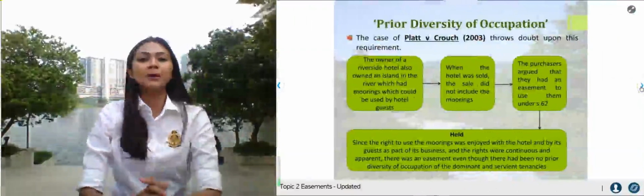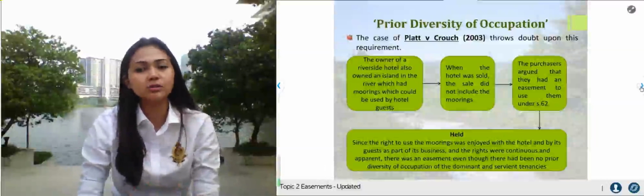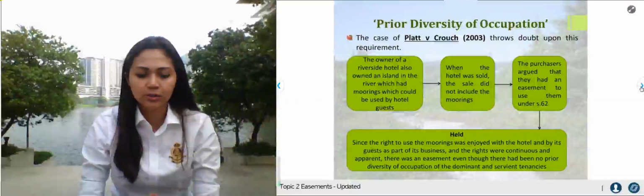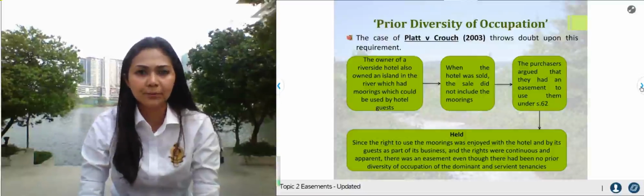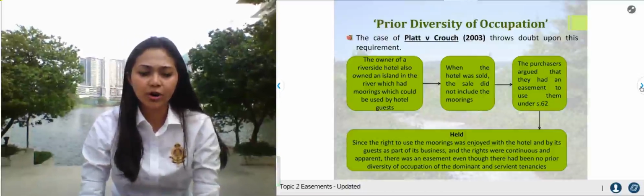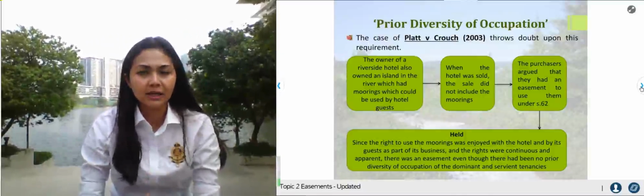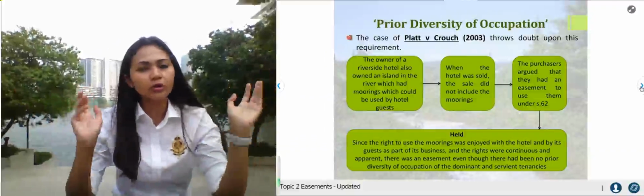Okay, with respect to this slide, you will come across old cases while reading the textbook, saying that in order to show proof that you have an easement by way of section 62, you need to determine that you have prior diversity of occupation. Essentially, it means that you must have previously owned the estate and you have been using that easement. But in the case of Platt and Crouch, the court held that even though you have no estate in land, you only have a license, section 62 basically overrules all the old cases.